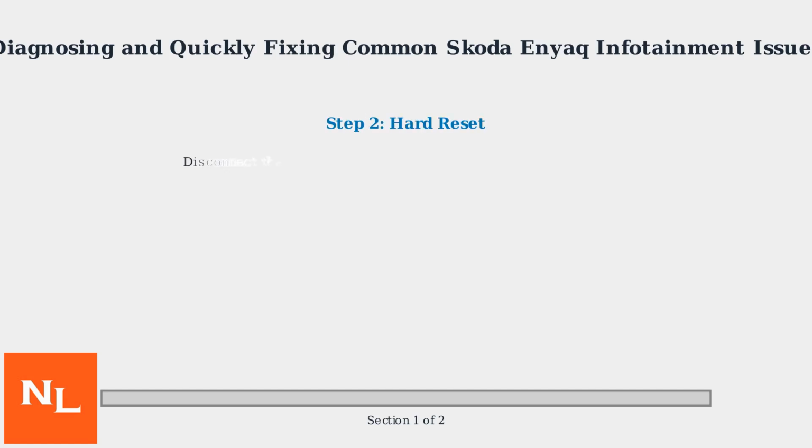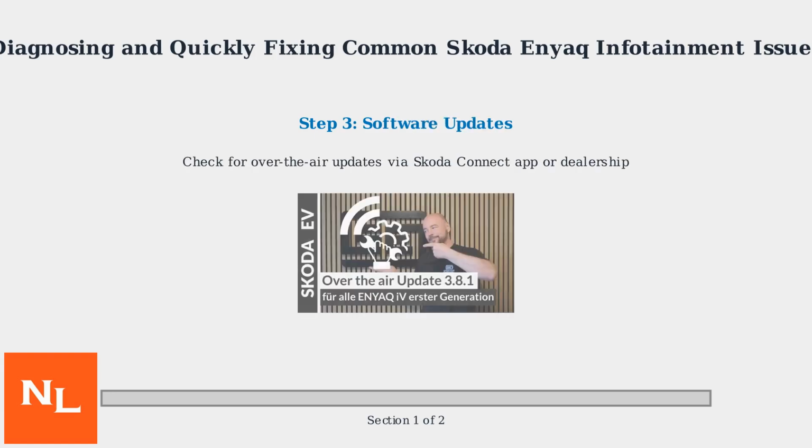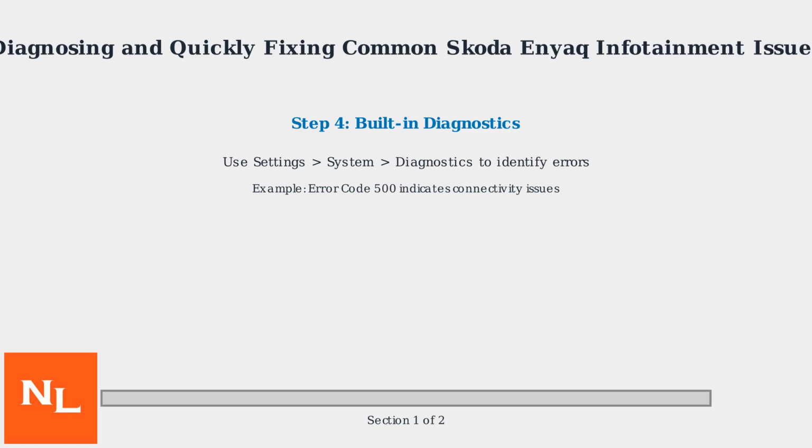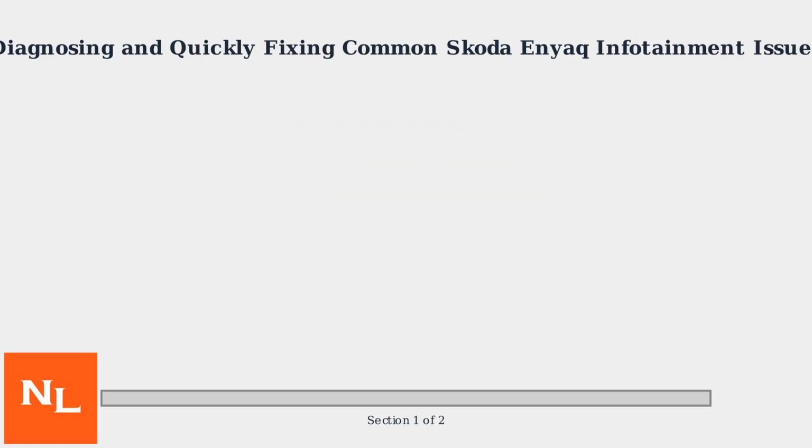If that fails, disconnect the 12-volt battery for 30 minutes, but this should be done by a professional. Check for available over-the-air software updates via the Skoda Connect app or at a dealership. Finally, use the MIB3's built-in diagnostic tool in Settings, System Diagnostics to identify specific error codes, such as error code 500 for connectivity issues. These steps can often resolve the issue and help determine if a deeper fix is necessary.